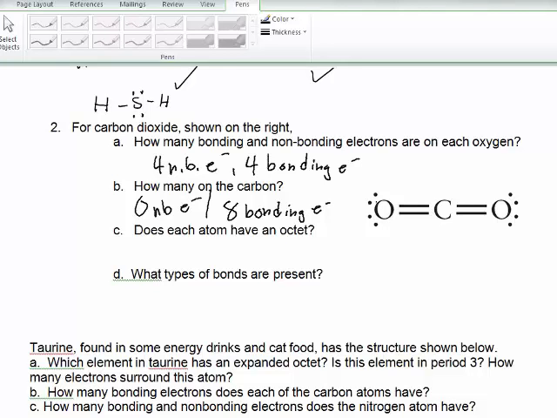Well, the oxygen has 1, 2, 3, 4, 5, 6 in this bond, 7, 8 in the second bond, so that has an octet. Same with the other oxygen. And the carbon shares 4 bonds, 2 electrons per bond, so yes, each atom has an octet. What types of bonds are present? These are double bonds, 2 bonds between 2 atoms.